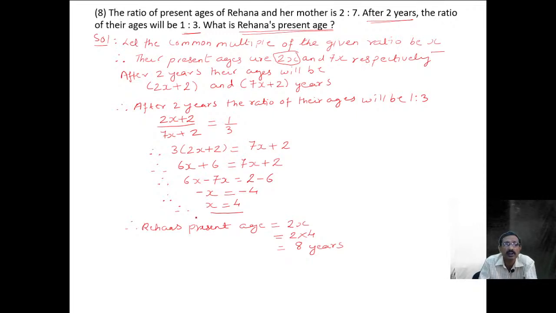From this we came to know Rehana's present age, when the ratio of the ages of Rehana and her mother was given as 2:7, and after 2 years the ratio became 1:3. Then we found the present age of Rehana. Let's move to the next sum.